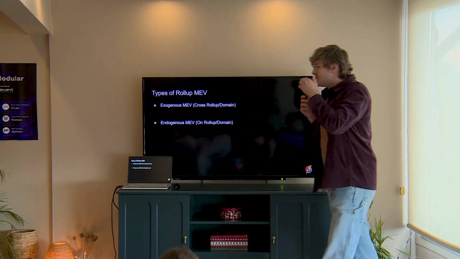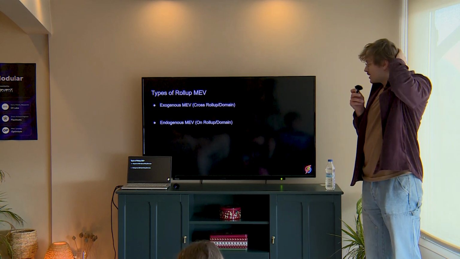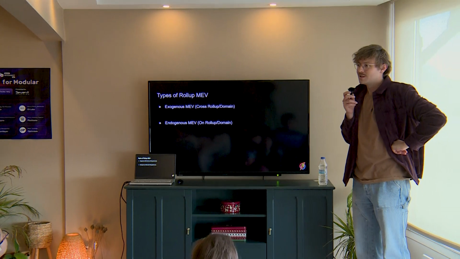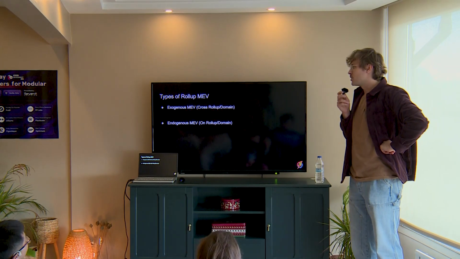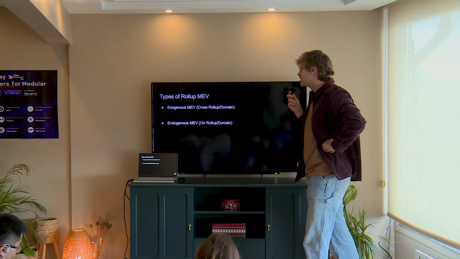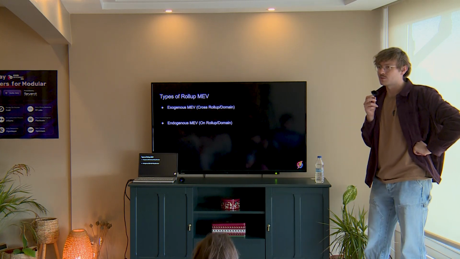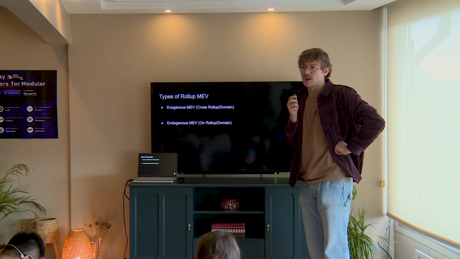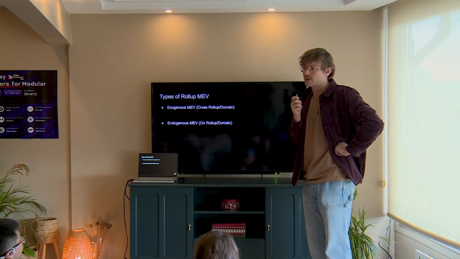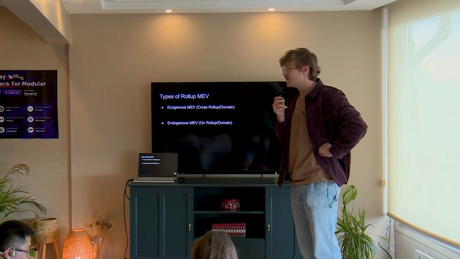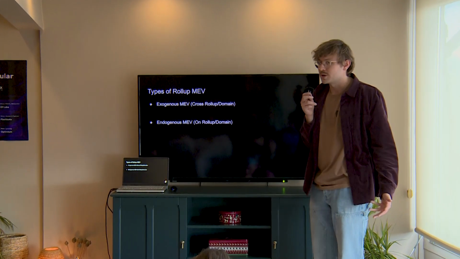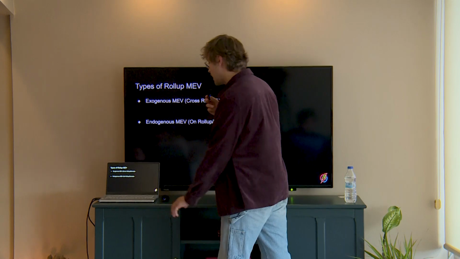Okay, cool. So the prompt Grace7x gave me was rollup MEV, and I think the most obvious classification to me is exogenous and endogenous. So that's MEV that's cross-rollup or cross-domain. I think that's also similar to L1 to L2 MEV, and then just MEV on the rollup as well, which looks pretty much the same, except it's a little bit faster.